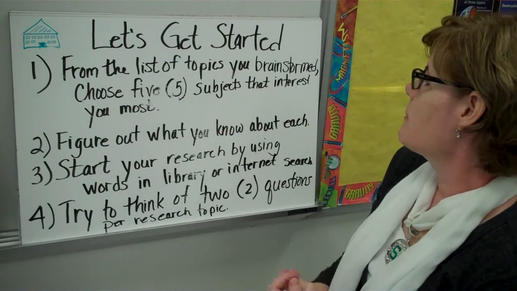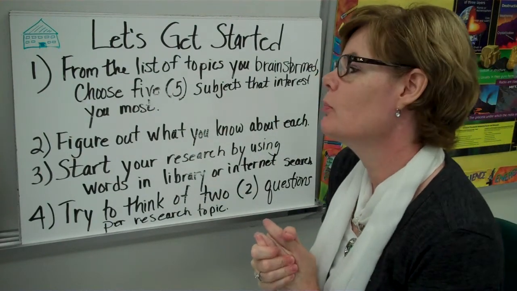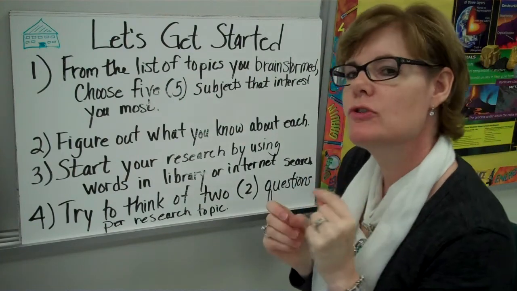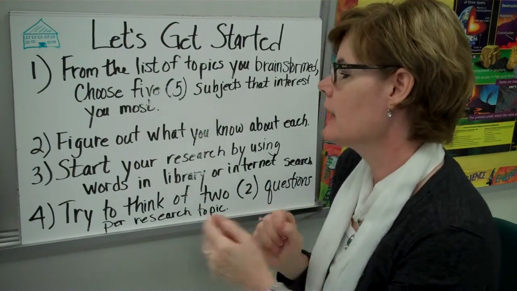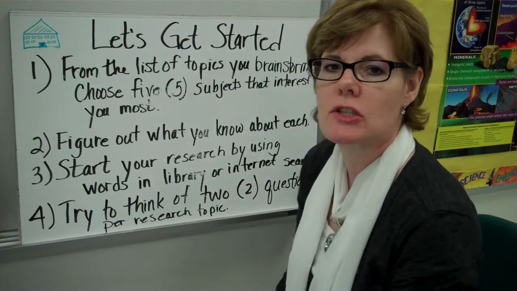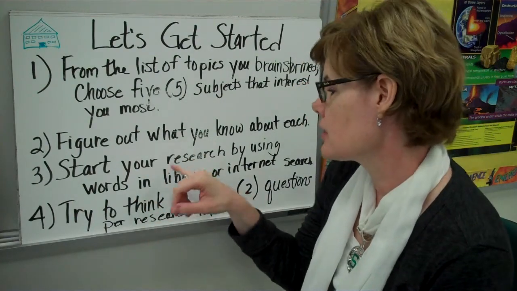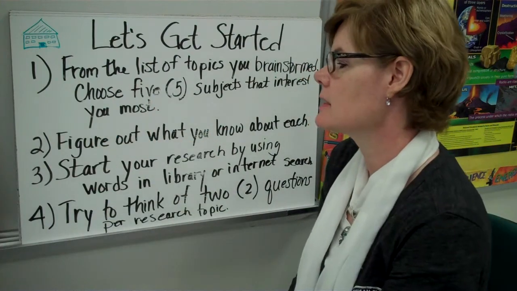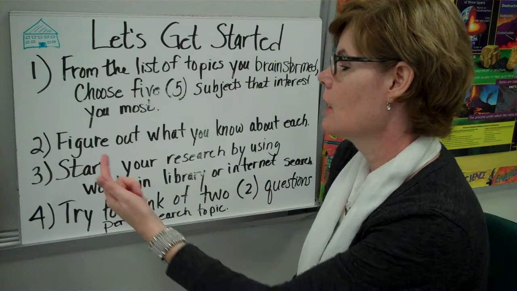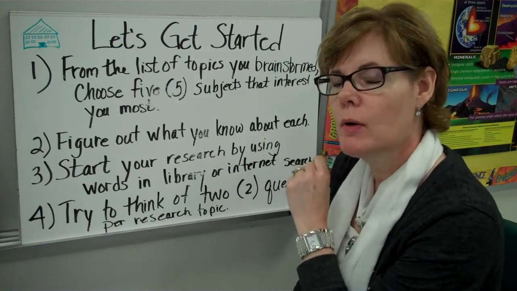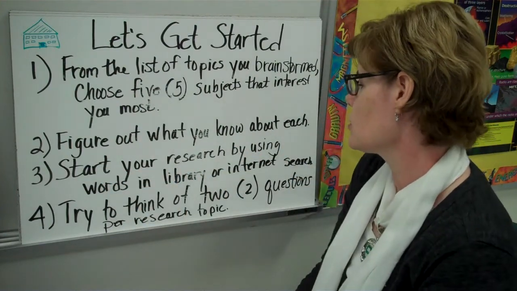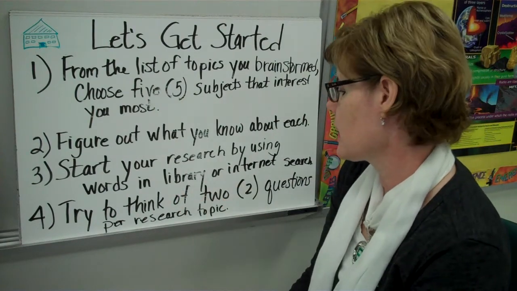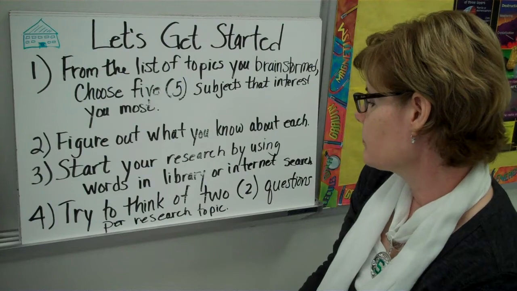So from the list of topics you've brainstormed, I want you to choose 5 possible topics that interest you the most. Then I want you to figure out what you know about each, and then start your research. So get a list, 5 topics that interest you, figure out what you already know about each, and then start your research. And use those keywords when you go to the library or do an internet search.